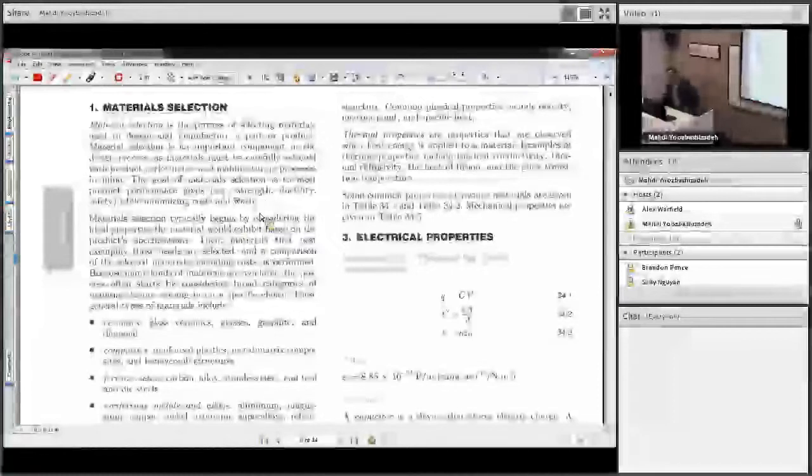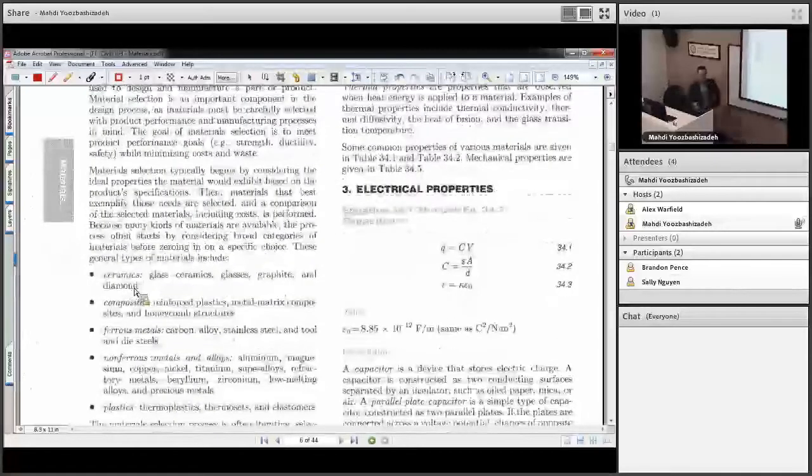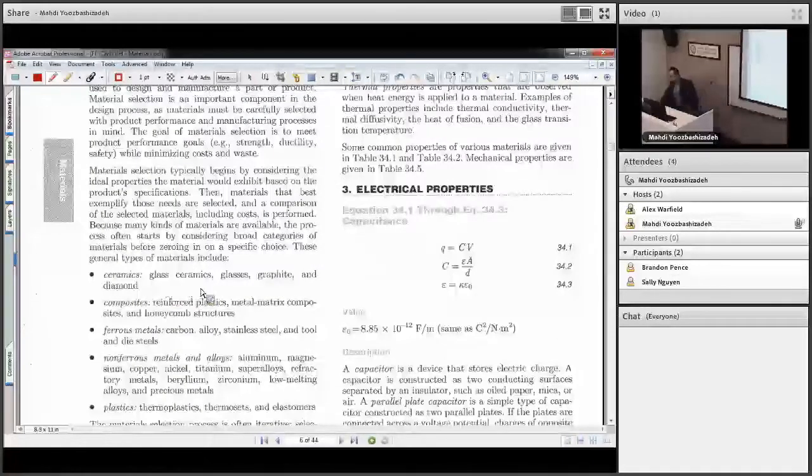So the first part of the lecture is about materials and material selection. I'm going to go through the PPI book, do a quick scanning, then I'm going to go through my lecture, give you a more in-depth review. So materials, we have ceramics. Ceramics consist of glass ceramics, glasses, bricks, graphite. So any metal oxide forms a ceramic, like zirconium oxide, magnesium oxide, and so on.